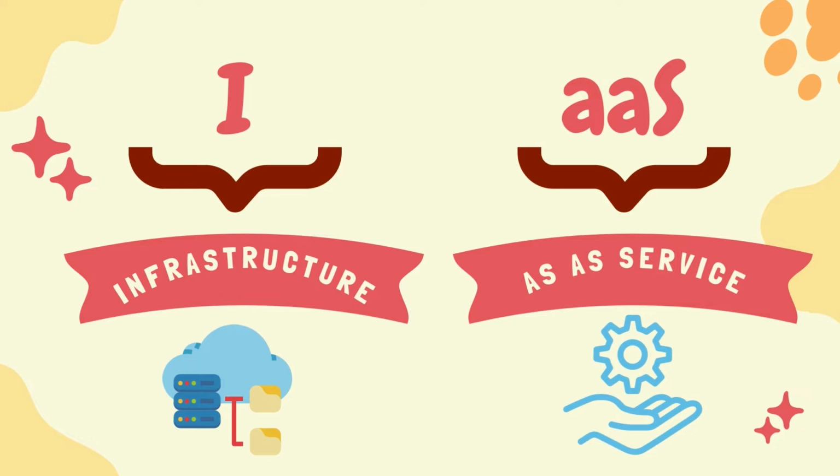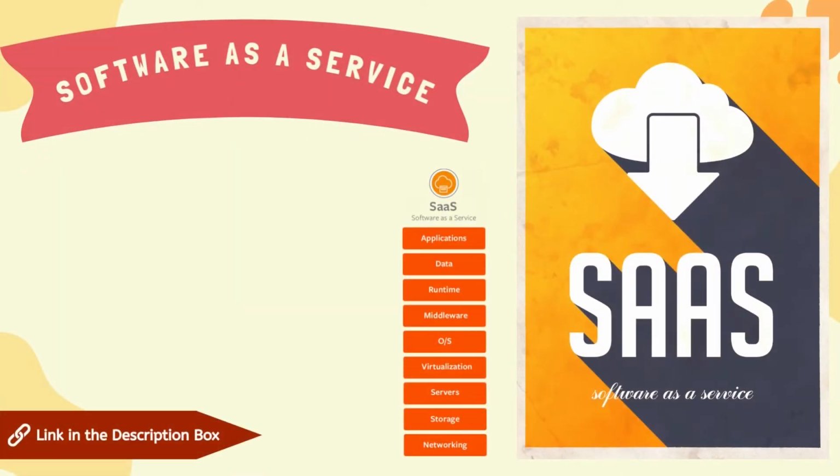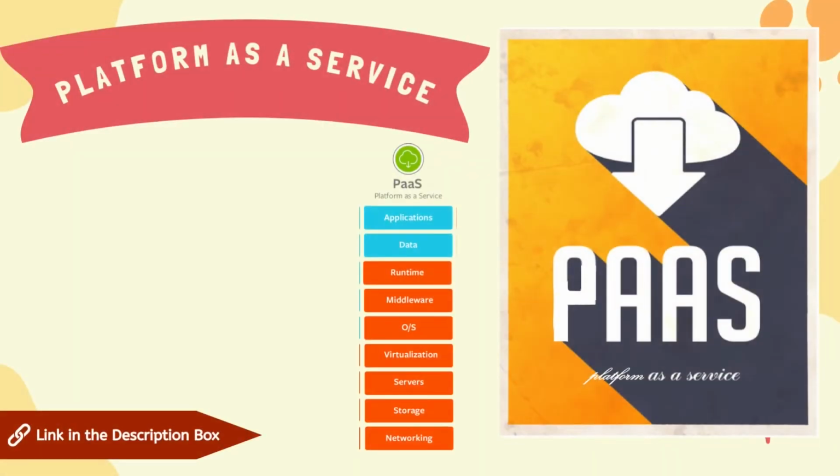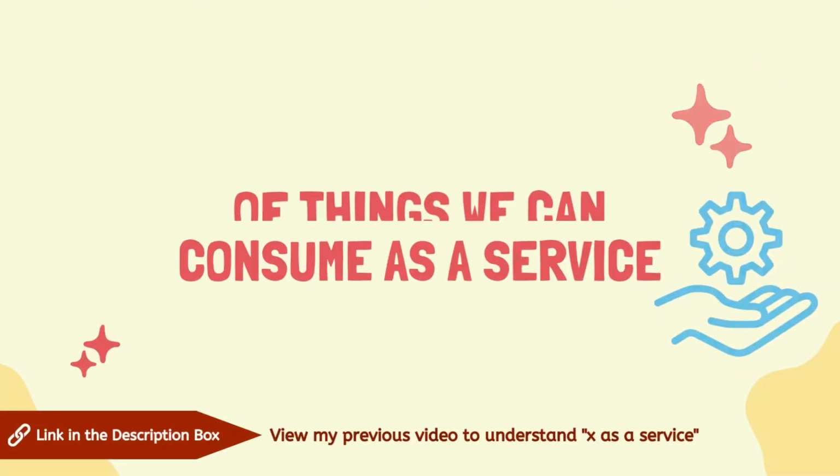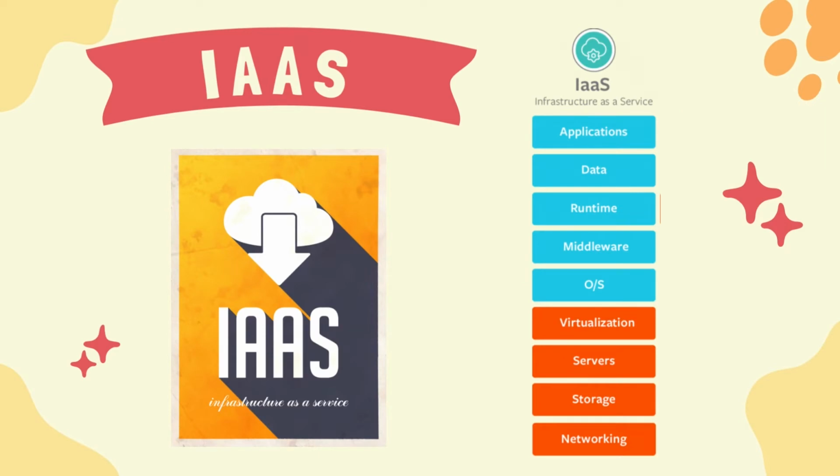And then the aaS piece is as a service. That's the billing method, and that's the way that you consume it. And there are other kinds of as a service. You got PaaS, platform as a service, SaaS, software as a service. For other cloud models, please look for my other video.